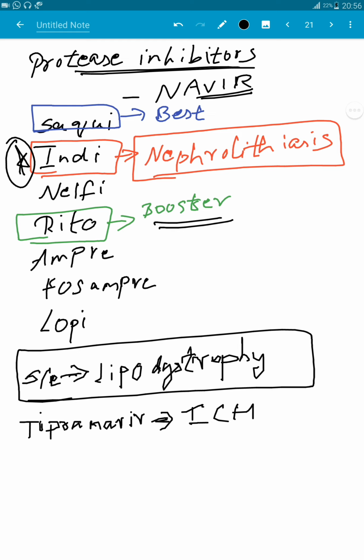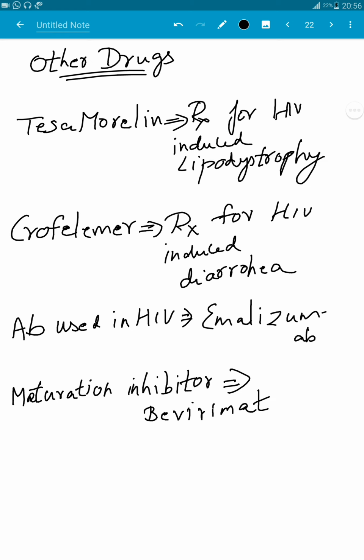And there is a drug known as tipranavir, which causes intracranial hemorrhage. It comes under the sulfonamides group. I will discuss it later. Next, other drugs which are under trial and used for HIV are tesamorelin, which is used for HIV-induced lipodystrophy, because most of the drugs cause lipodystrophy.